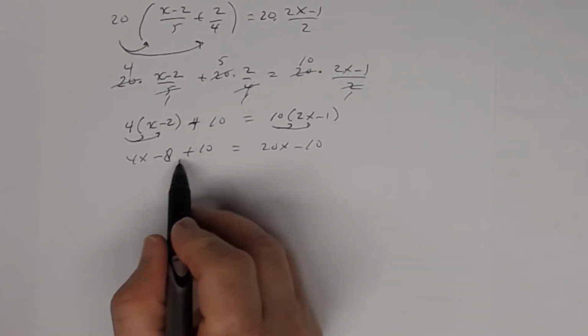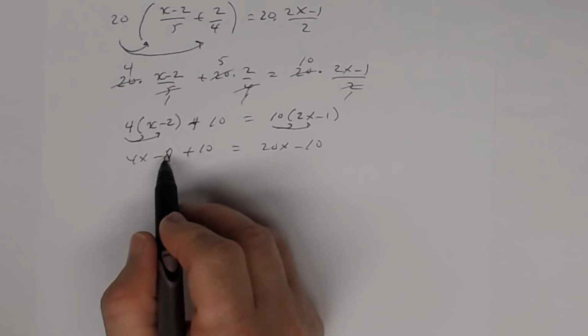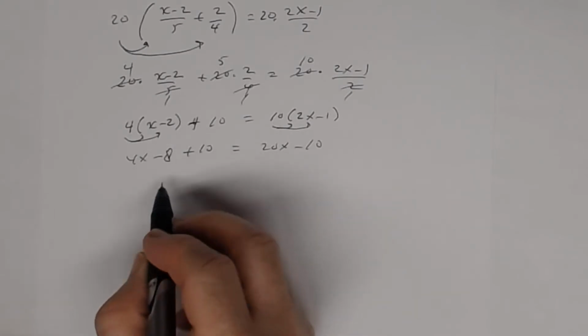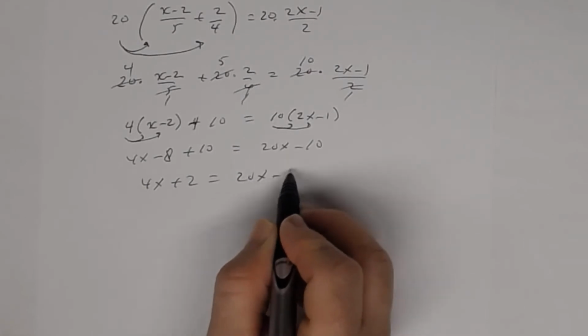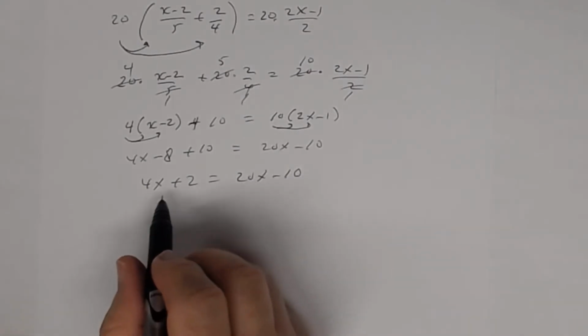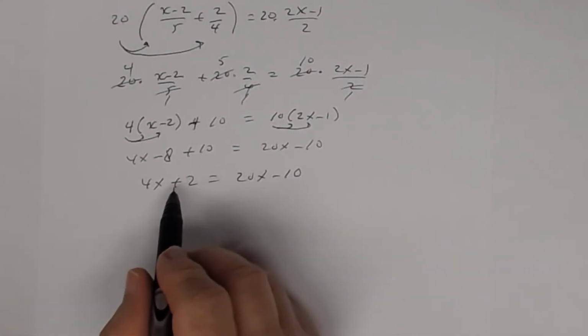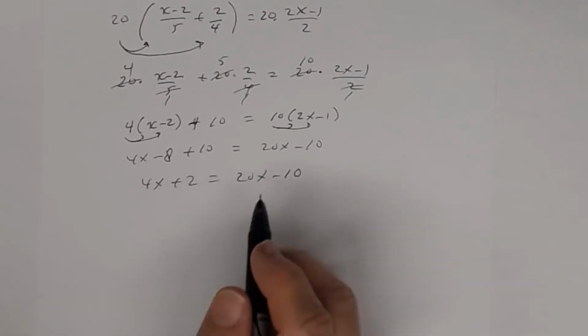Combining like terms on the left-hand side, I can combine negative 8 and 10. That's 2. So I got 4x plus 2 is equal to 20x minus 10. Let's go ahead. Now remember, this is a linear equation, so we're going to bring all the variables to one side, constants to the other.